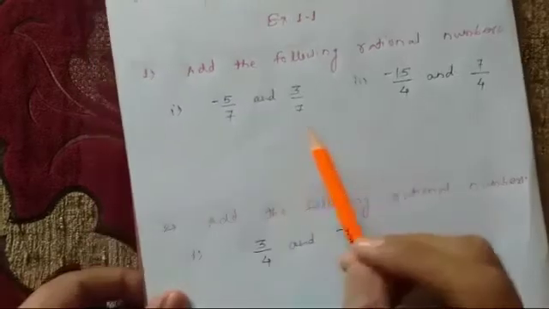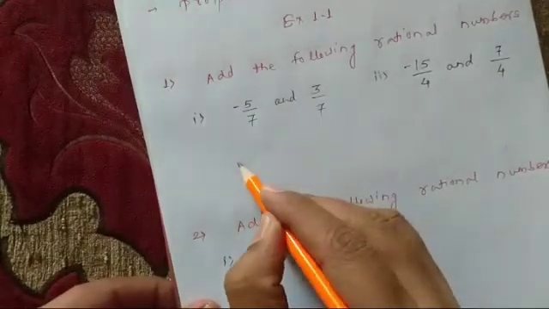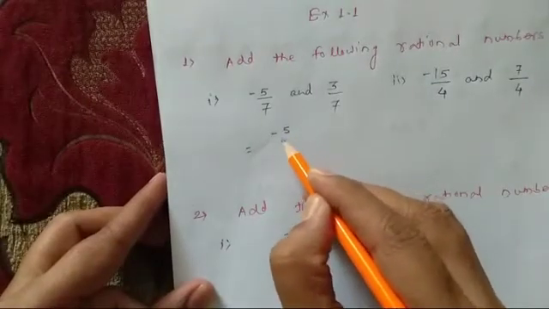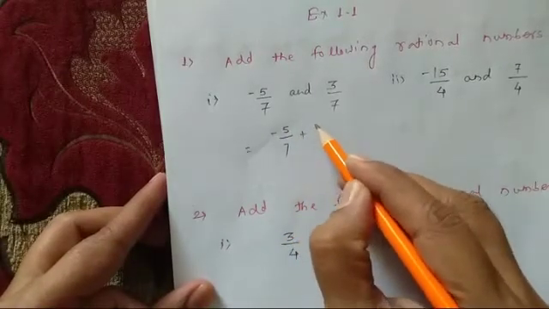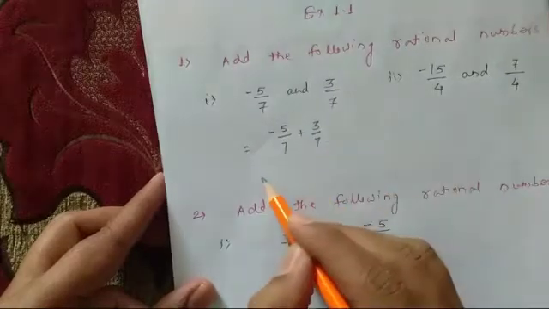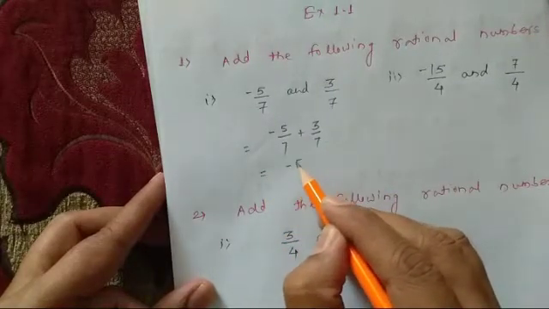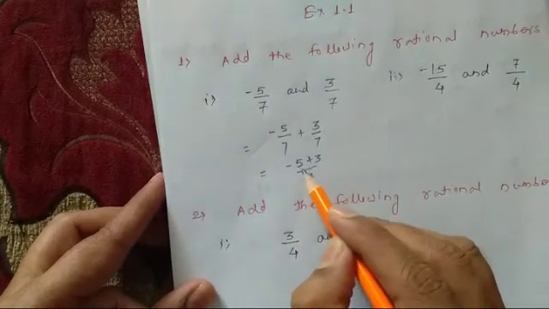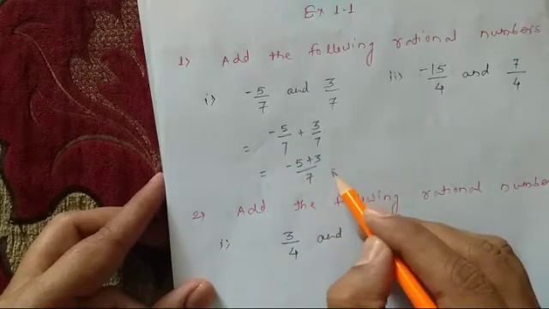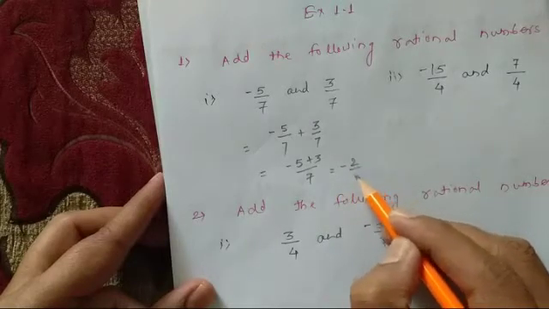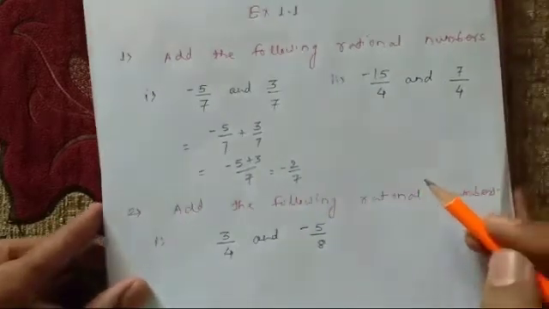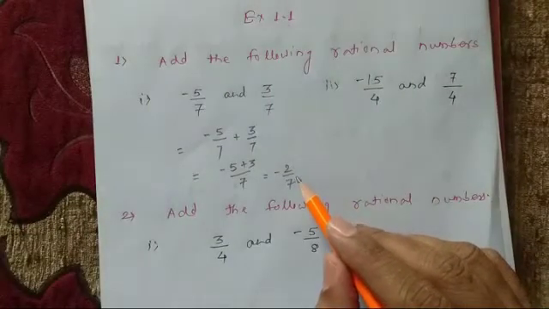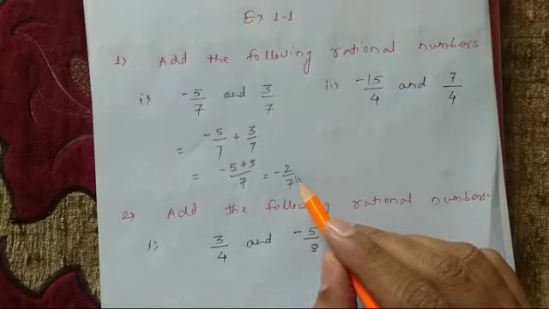Denominators are same, so we have to just add the numerators. So here minus 5 upon 7 plus 3 upon 7. So just we have to add the numerators. Minus 5 plus 3 upon 7. You know that minus 5 plus 3 is minus 2. So the answer is minus 2 upon 7. Please keep in mind that your final answer must be in simplest form. It must be in standard form.